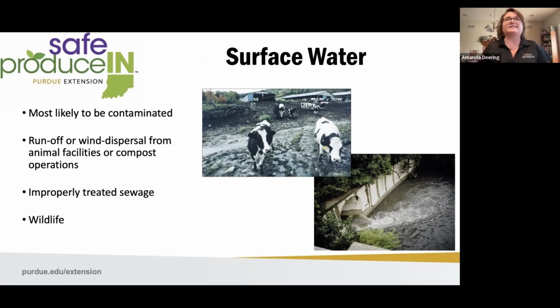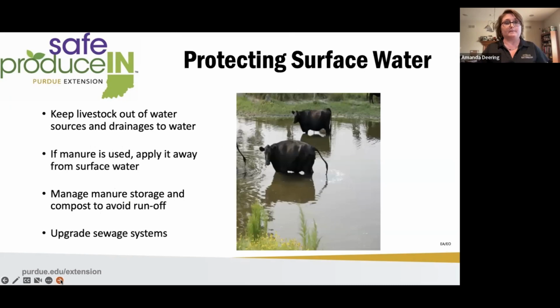Ponds that are on properties, you can control a little bit more, but especially if it's a ditch or a river, there's very little control that you would have over that. So again, surface water would be the most likely to be contaminated.